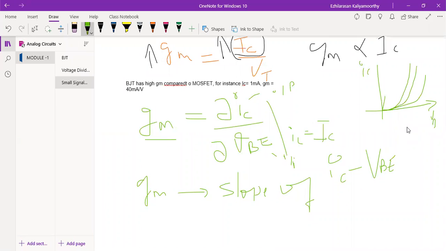Now let us keep the signal amplitude sufficiently small. We have to keep this one, small vbe, that is the AC signal, very, very small, because even a small variation in the input will produce large variations in the output actually.